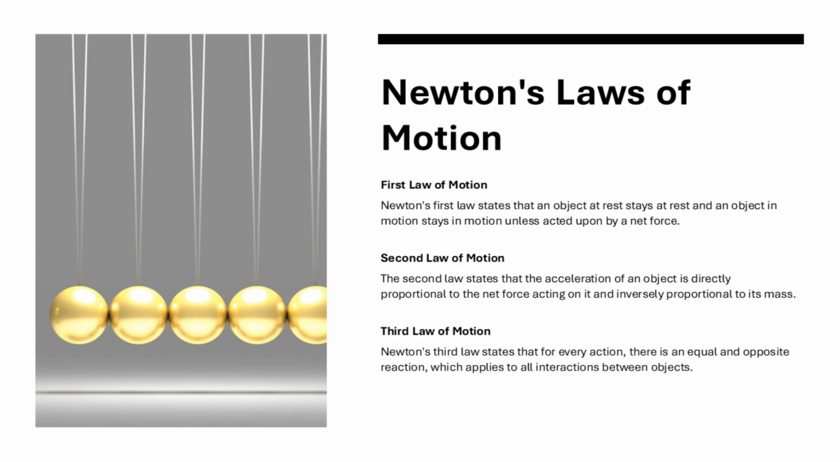The second law states that the acceleration of an object is directly proportional to the net force acting on it and inversely proportional to its mass. Newton's third law states that for every action, there is an equal and opposite reaction, which applies to all interactions between objects. Motion can be categorized into several types, each with distinct characteristics. The types of motion are linear motion, rotational motion, and oscillatory motion.